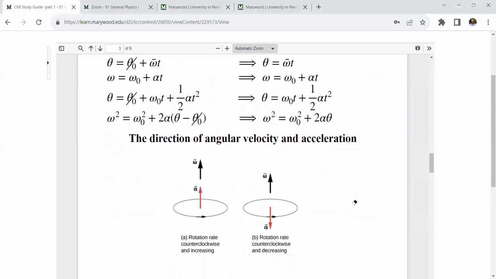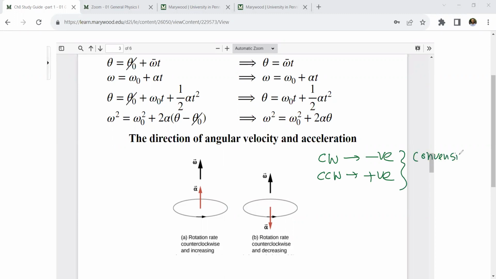As the angular velocity and acceleration are vector quantities, there should be some direction, although here I'm not going to discuss all the details. We already use some convention: clockwise means negative and counterclockwise means positive. Counterclockwise rotation means positive sign. These are the convention, these are not the direction.